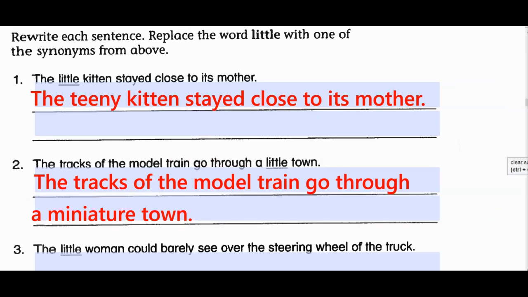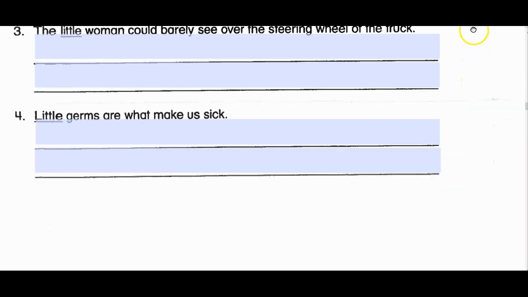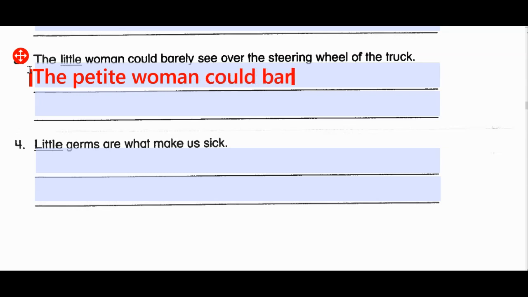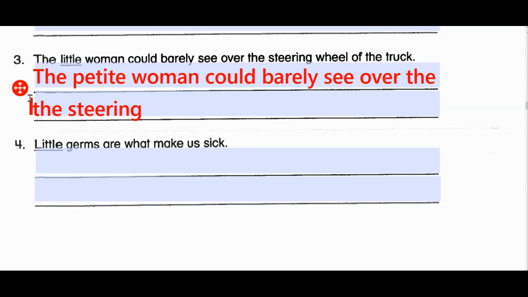All right. The next, we just have these two. We already talked about it. That we said that instead of little, we're going to use what again? Petite. So the petite woman could barely see over the steering wheel of the truck.